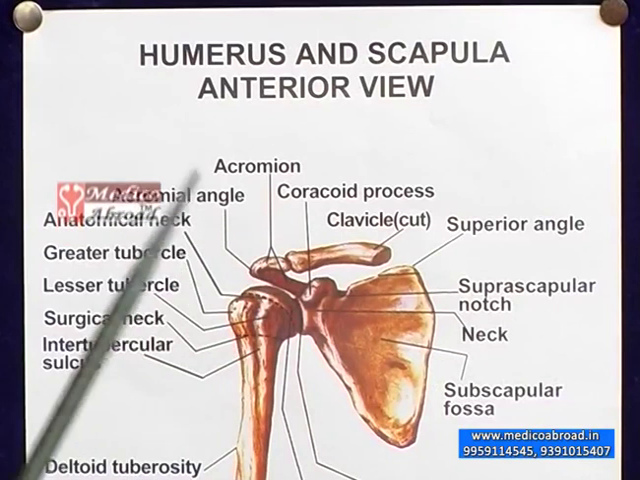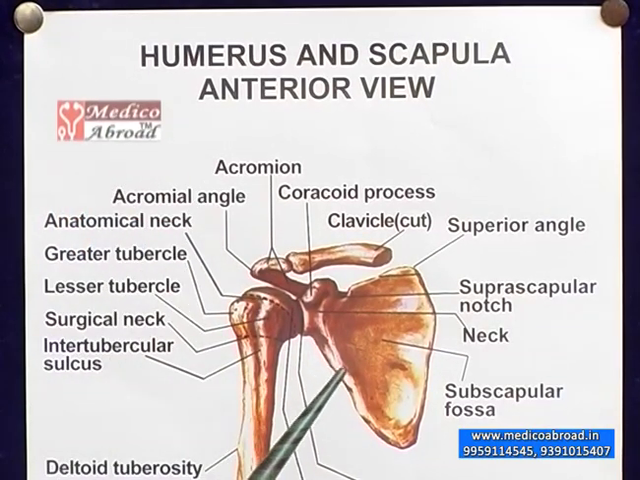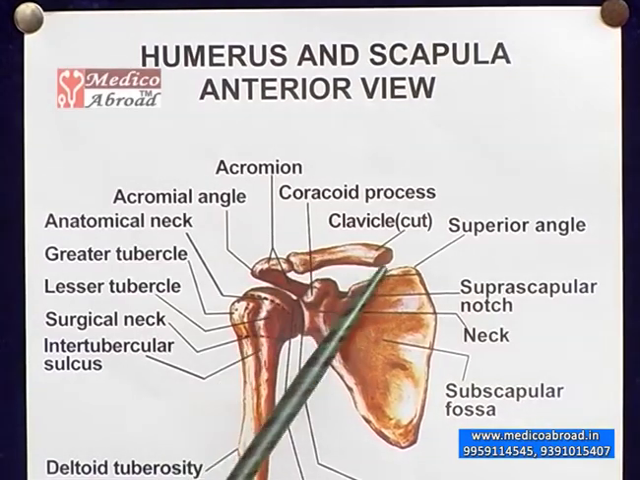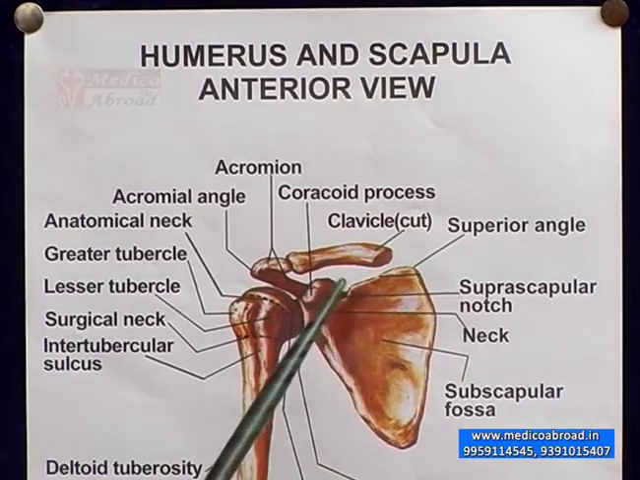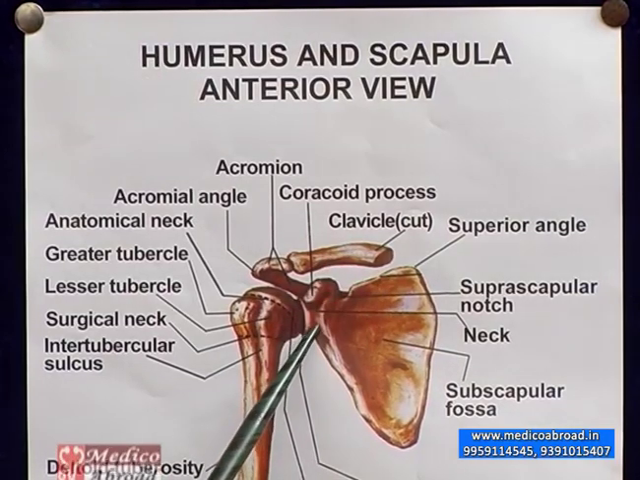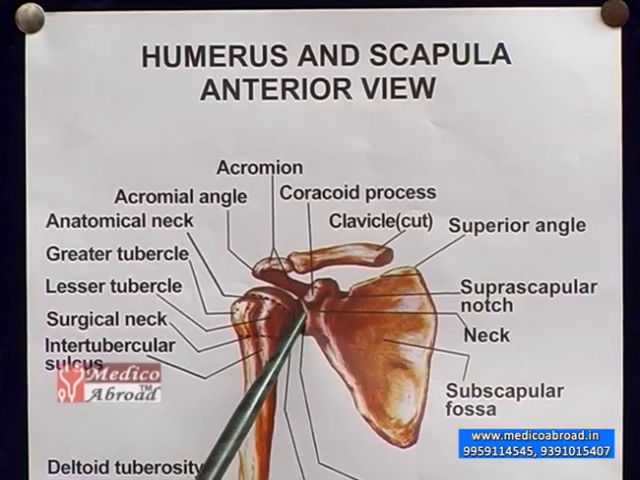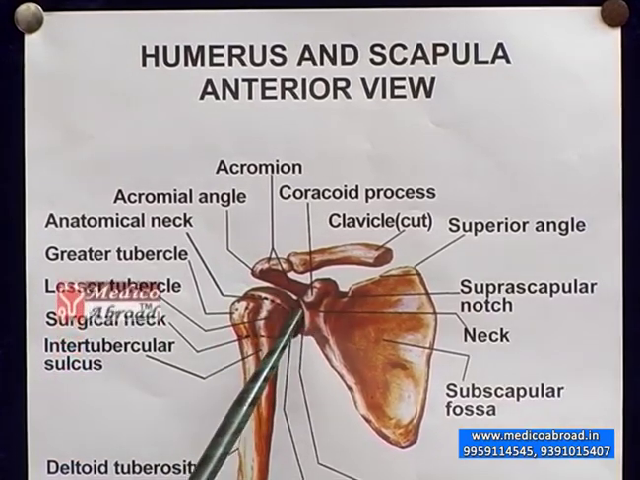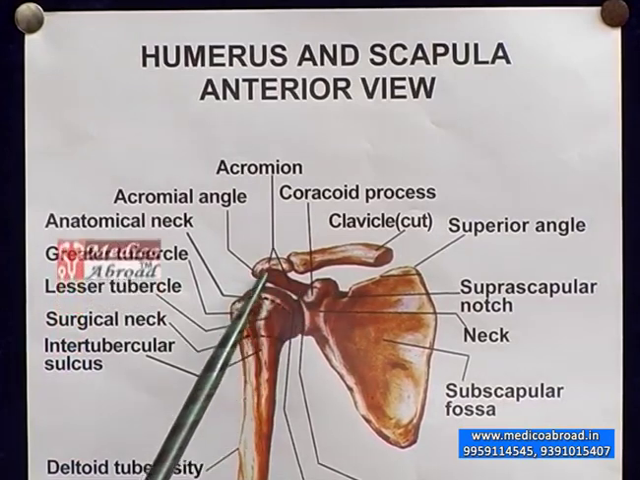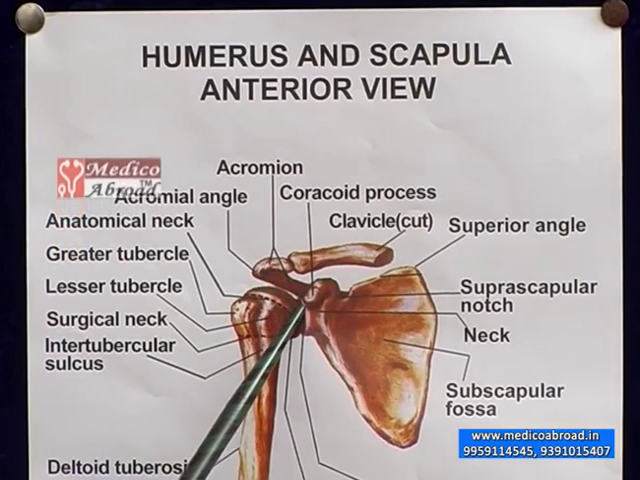This is the anterior view of the humerus and the scapula. This picture shows you 3 bones: the scapula, the clavicle and the humerus. Now if you take a look at the scapula, let's look at the parts of the scapula. This is the glenoid cavity, the lateral end of which articulates with the head of the humerus. Now the glenoid cavity along with the acromial angle forms the socket of the shoulder joint.